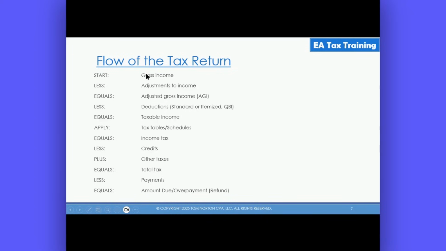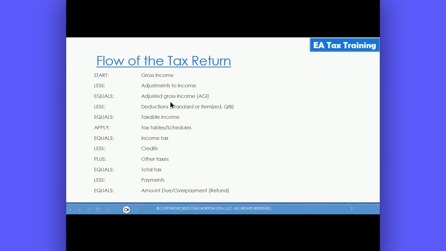So we're going to start up here with what's called gross income. Think of that as the total income of the taxpayer. Then we're going to subtract something called adjustments to income, and that's going to leave us with a very important number called adjusted gross income, or AGI. You're going to want to focus on this and remember this number because many areas of the tax law refer back to AGI. So it's a very important kind of checkpoint along the way of doing the tax return.